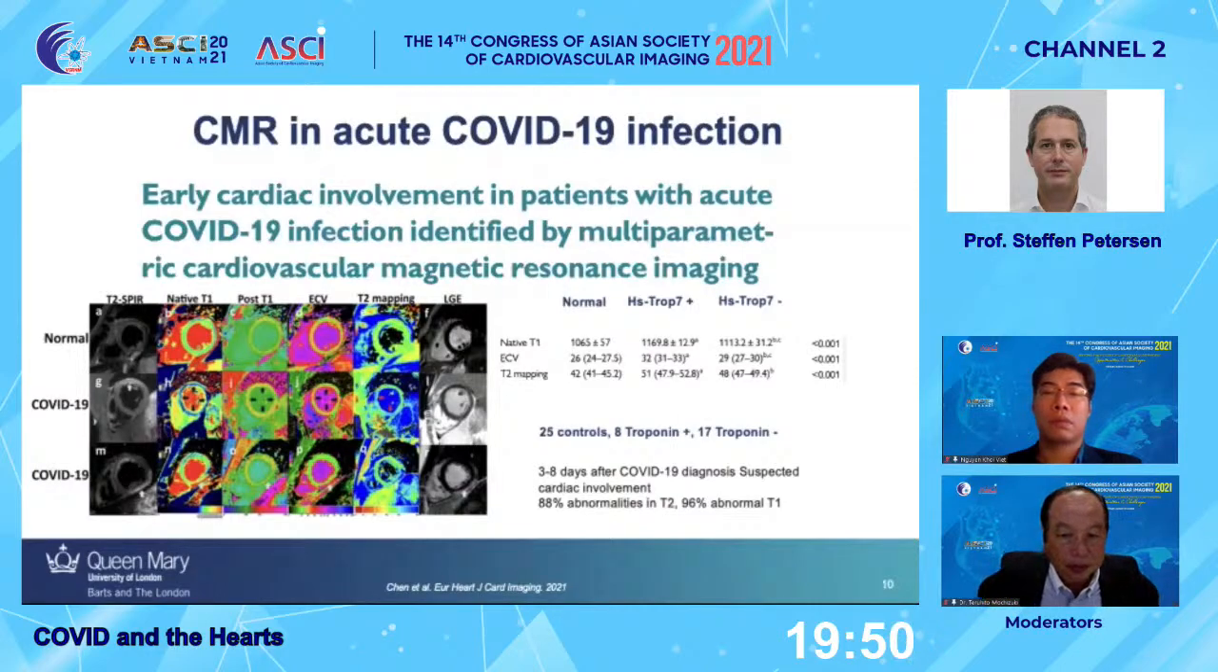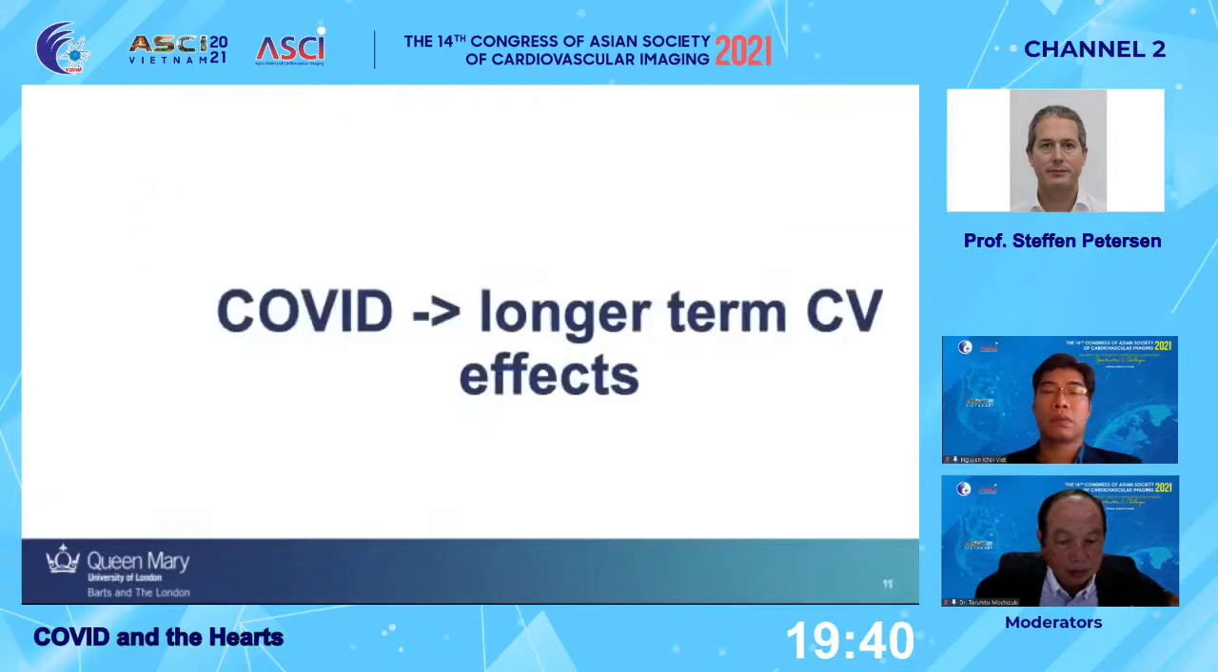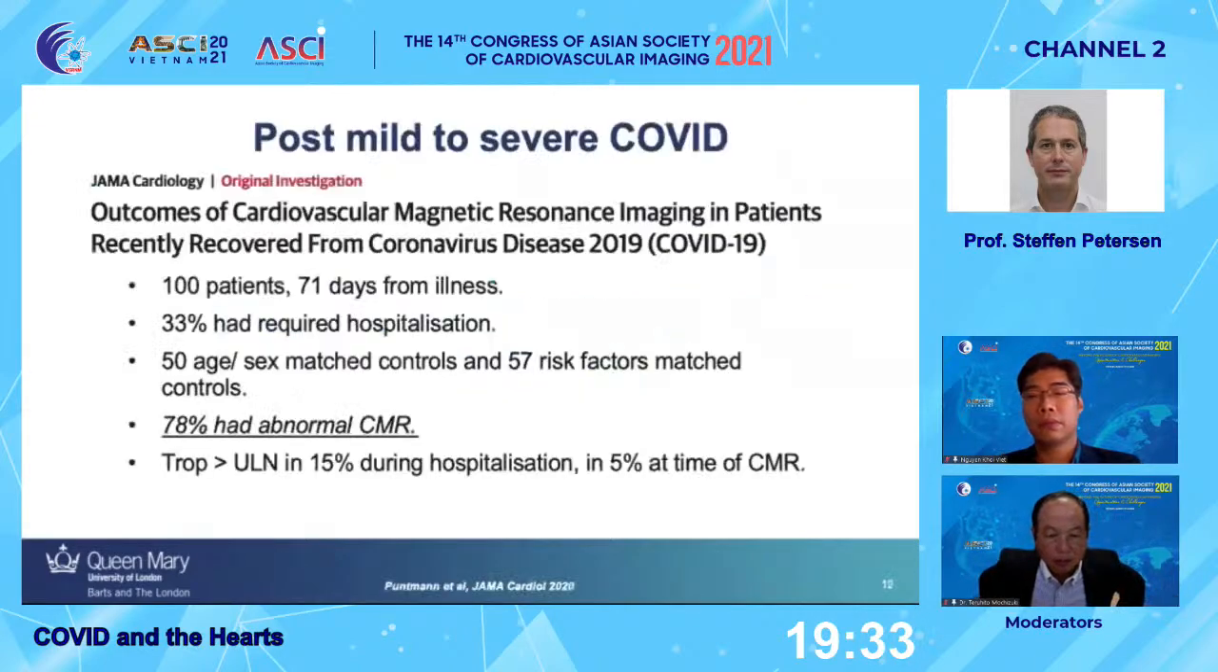So most echo and CMR studies in the acute COVID setting in highly selected patient populations confirmed variable prevalence of cardiovascular involvement. But more concerning were initial reports of high prevalence of longer-term cardiovascular effects. Puntman and colleagues evaluated 100 patients who were recovered from COVID-19 using CMR 71 days from illness. Cases included mostly mild COVID, but included the whole spectrum of disease severity with 33% hospitalized.